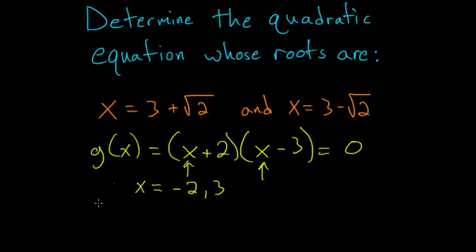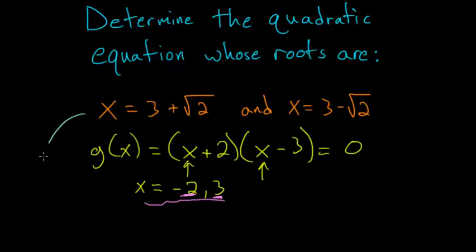So if we think about it in reverse, say we were given the roots first, notice that it would be in factored form as x minus this first root times x minus the second root. So let's apply that general idea to the roots that we're given.